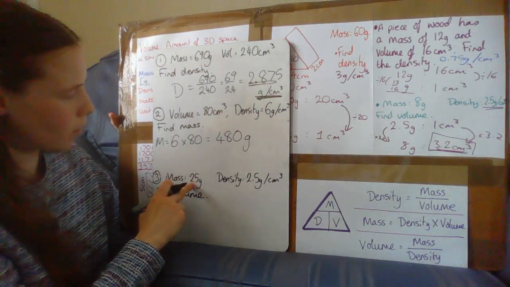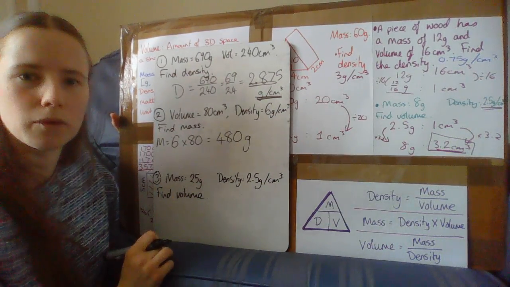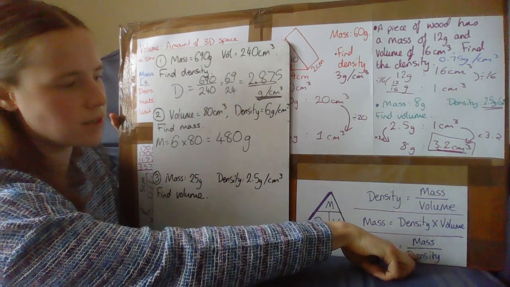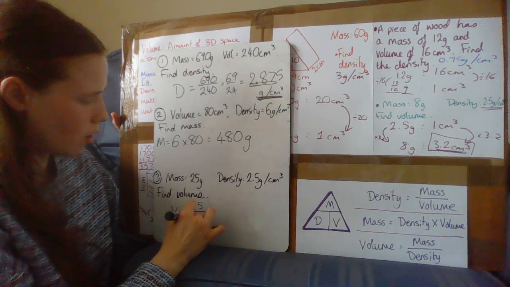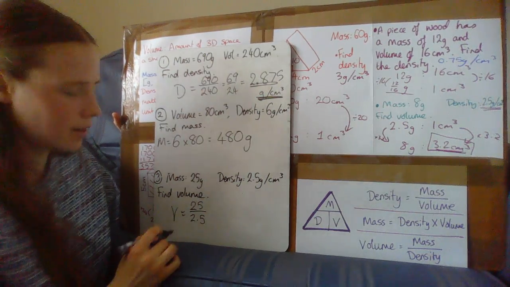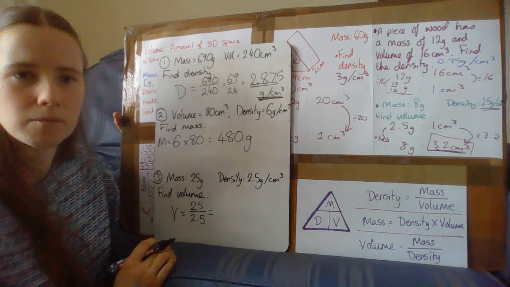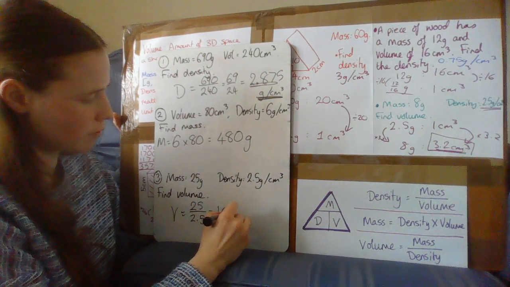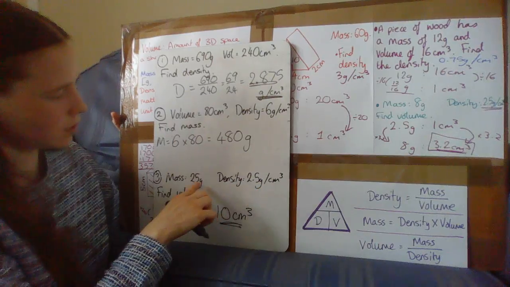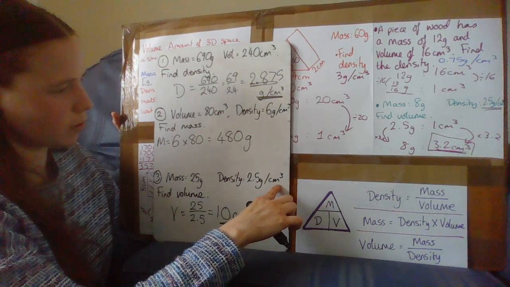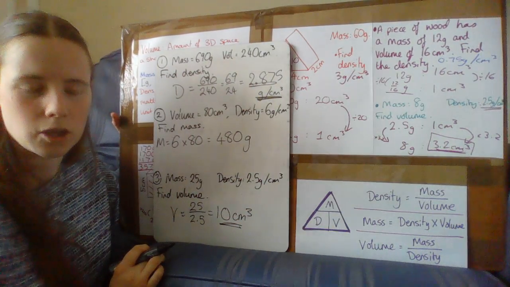For the last one, we've got the mass and we've got the density and we want the volume. So for this one, we can do mass divided by density. So it's going to be 25 over 2.5. Now 25 is 10 times bigger than 2.5, so we're going to have a volume of 10 centimetres cubed. And again, check that your units are the same. They are here. So my volume measure is just going to be centimetres cubed.